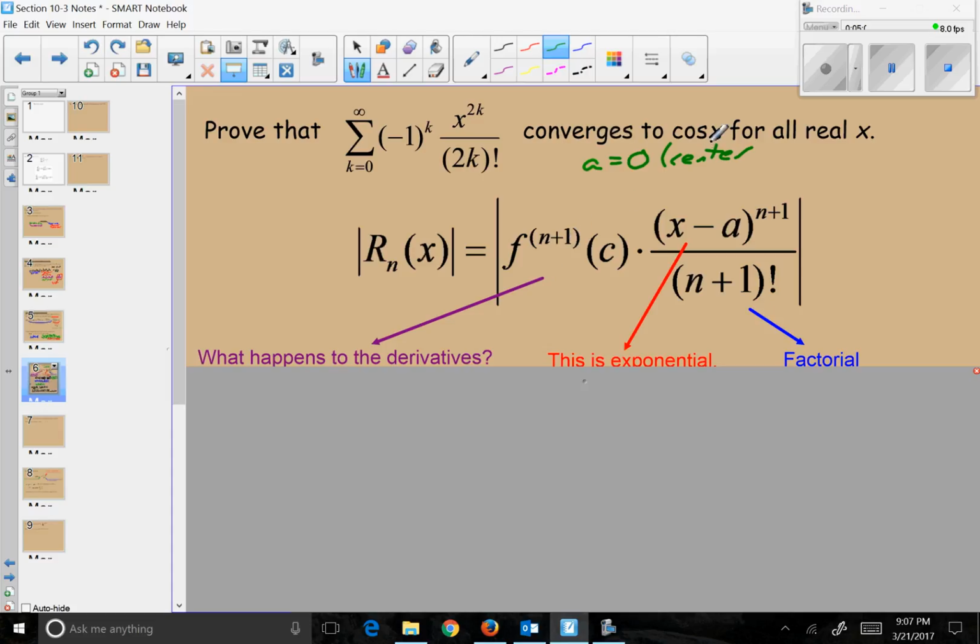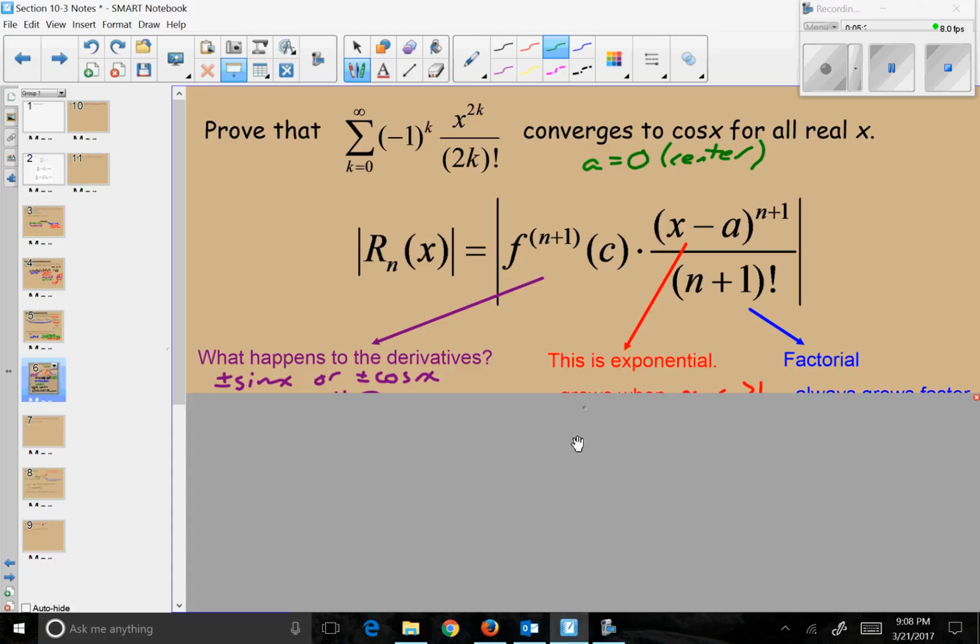So if we're dealing with cosine of x, well, we know the derivative of cosine is negative sine. Second derivative would be negative cosine. Third derivative is sine. Fourth derivative is cosine. And we just keep cycling through positive and negative sines and positive and negative cosines.